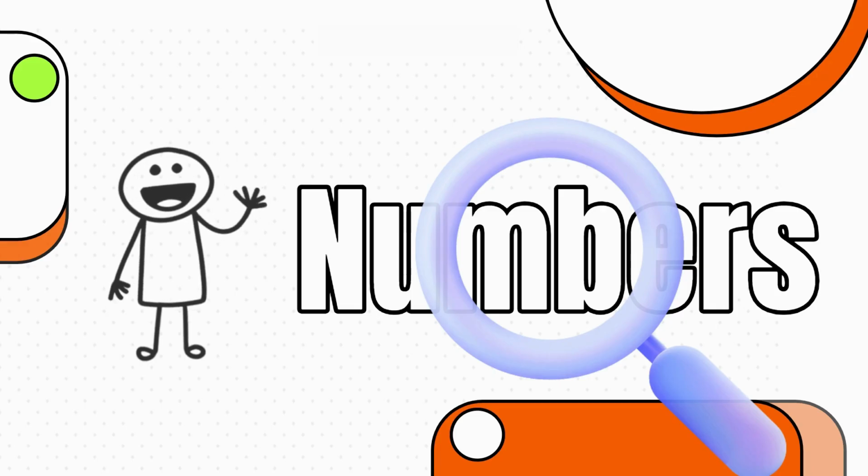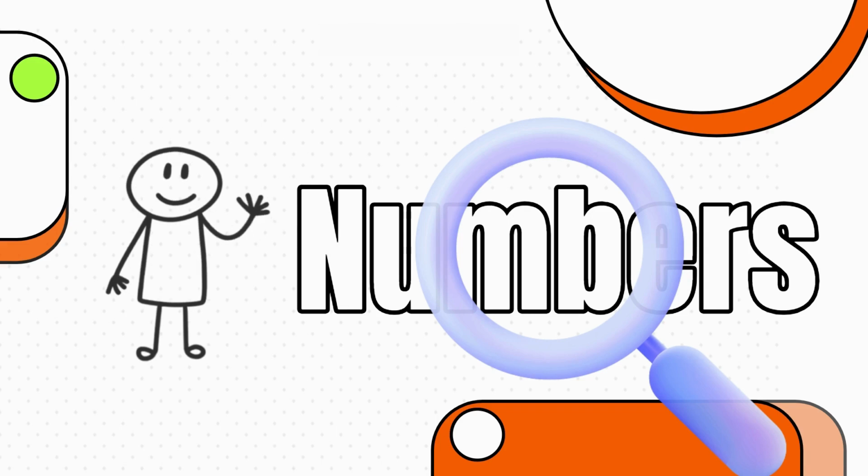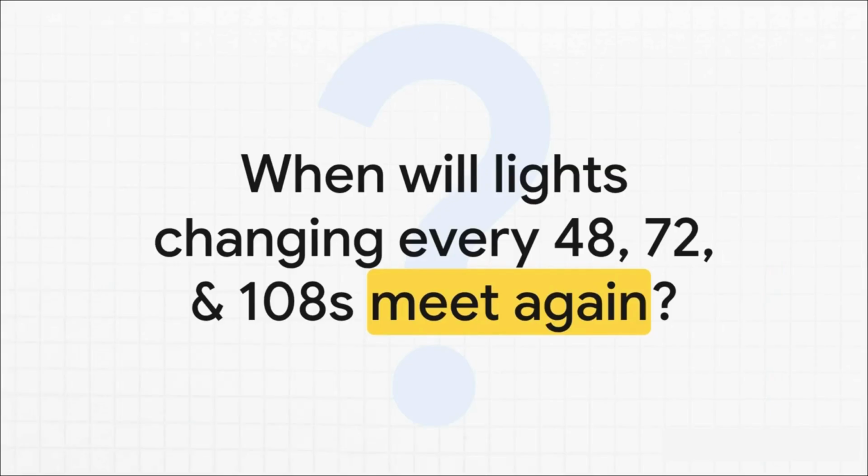Welcome to the Explainer. There's kind of this secret code that governs how numbers group up and sync together. And today, we're going to crack it. It's one of those things that once you see it, you start seeing it everywhere.